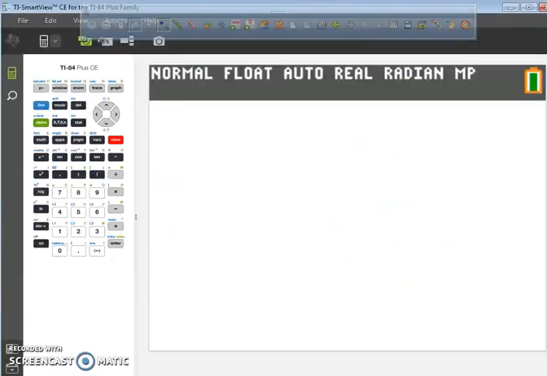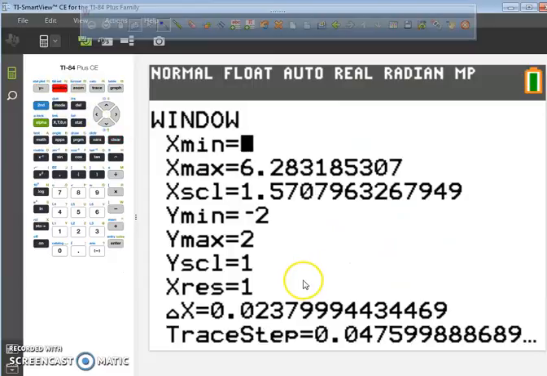Go to your graphing calculator. I want you to go to the window. Go to the window settings in your graphing calculator. All right? We are going to start at 0 pi, everybody. That's going to be our x minimum. Now 0 pi is just 0. But then where it says x maximum, I want you to type in 2 pi. That's going to be our x maximum.